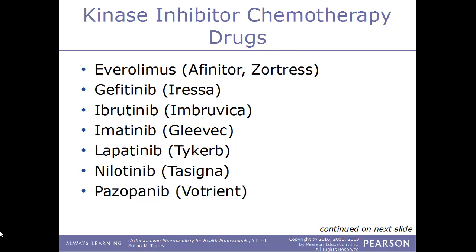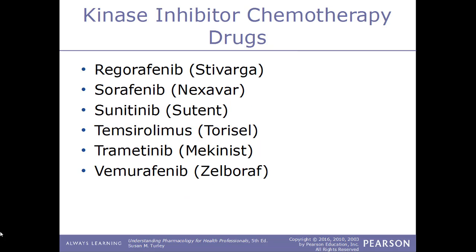brand name Gleevec, lapatinib, known by the brand name Tykerb, nilotinib, known by the brand name of Tasigna, pazopanib, known by its trade name Votrient, regorafenib, known by the brand name of Stivarga, sorafenib, known by brand name Nexavar, sunitinib, known by its brand name Sutent, temsirolimus, known by the brand name of Torisel, trametinib, known by the brand name of Mekinist, and lastly, vemurafenib, known by its brand name of Zelboraf.